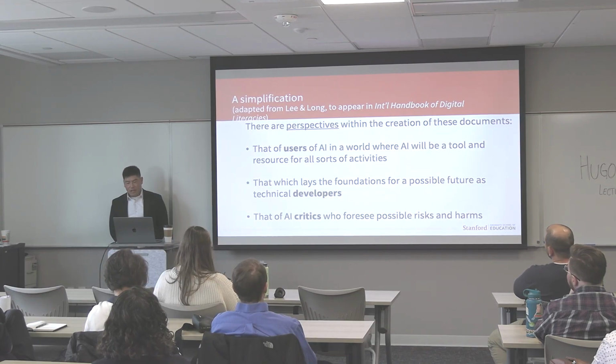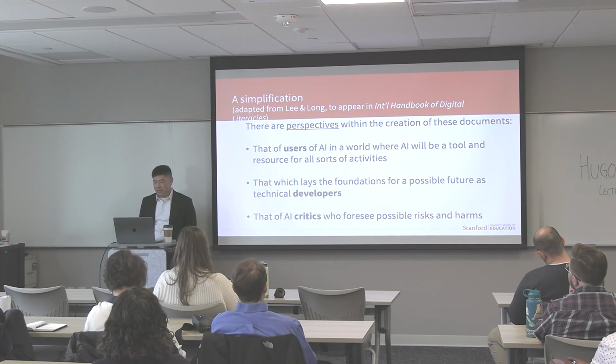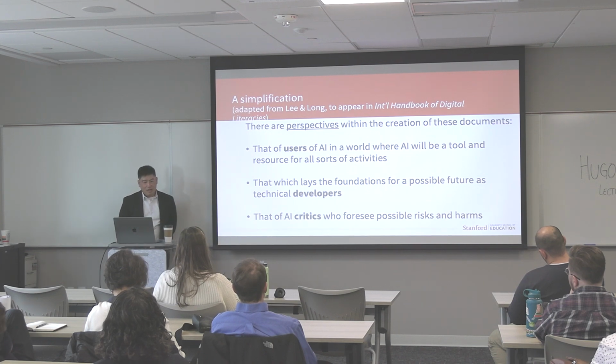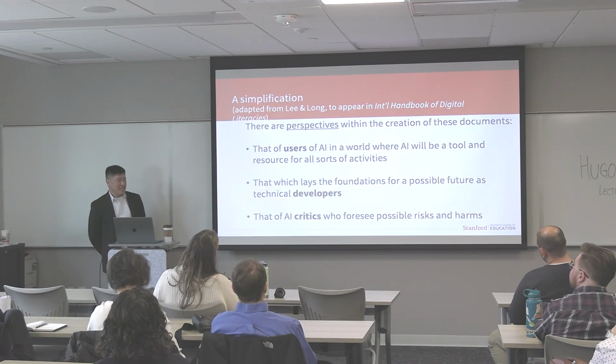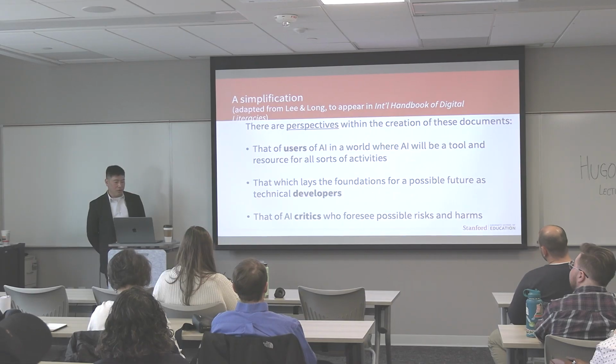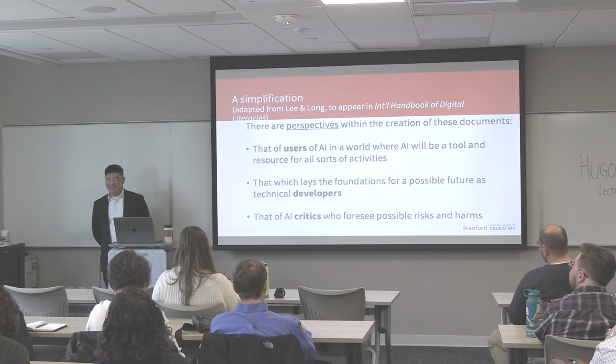And here's the footing that I would say: ultimately in these documents, they're representing three perspectives and emphasizing sets of values or priorities associated with those perspectives. One is of the users of AI in the world, where AI will be a tool and resource for all sorts of activities. But that's sort of drawing this idea that AI literacy doesn't mean you have to know how it works, but you know how to work it.